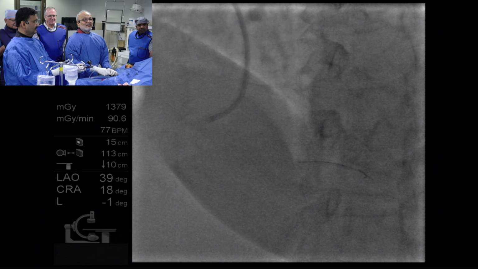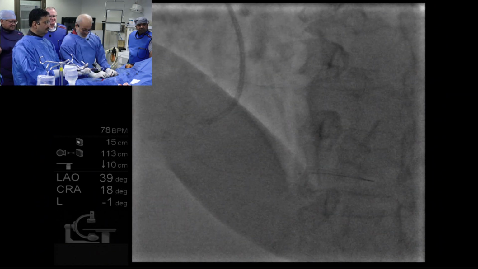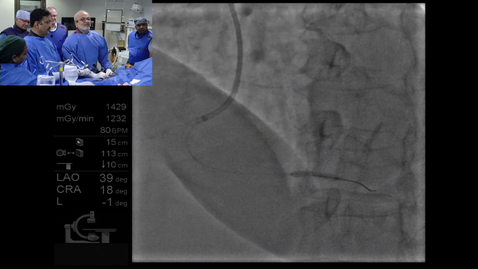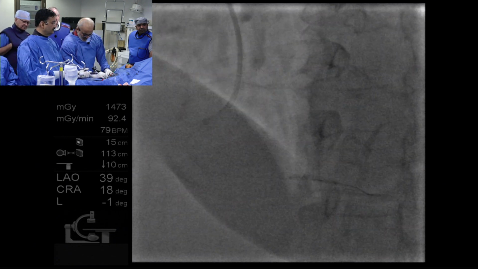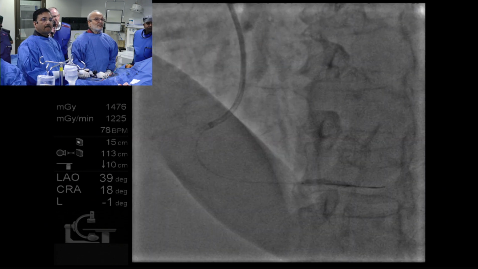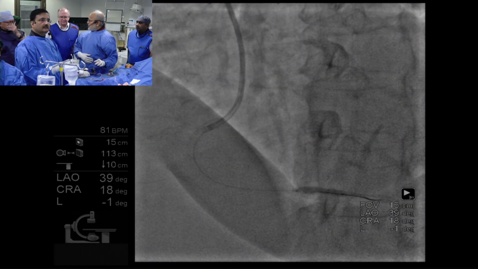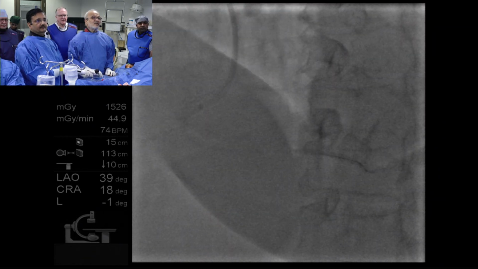Perfect. So, I'm going up. 6, 8, 10. Wait. We have to go up. I think we go high. This is a bad area. 10. 12. Was this a semi-compliant or a non-compliant? It's a non-compliant. NC Trek Neo. This is a new balloon from Abbott. 12. Deflate. I think it is dilated.